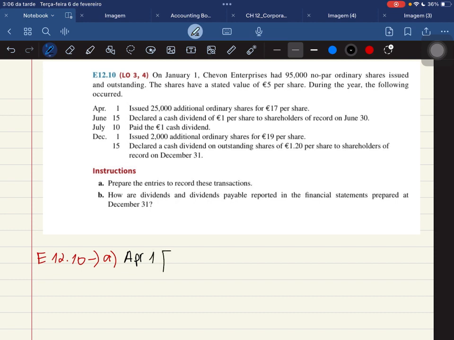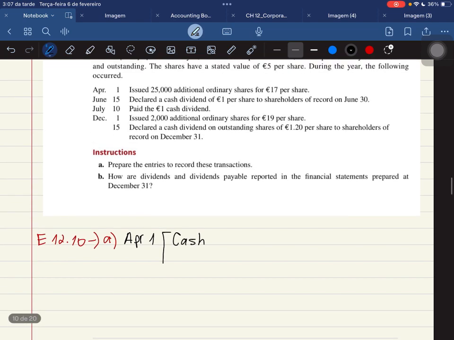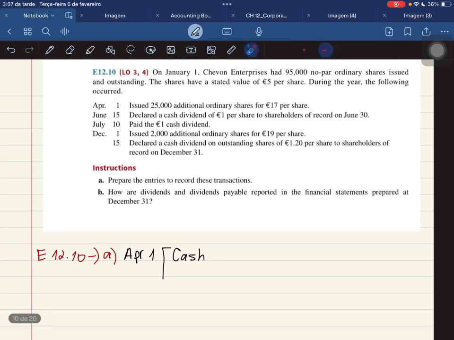On April 1st, issued 25,000 additional ordinary shares for 17 per share. Well, every time you issue shares, you're going to get money because it's basically like you're selling the shares to other people, right? So your cash has to go up. Now, remember that every time we're dealing with ordinary shares, we're going to have share capital ordinary, and that is going to be the number of shares times the original value that you paid, right? If it is different from the issuance value, then we're going to have share capital ordinary and share premium ordinary, right, to cover for the difference.